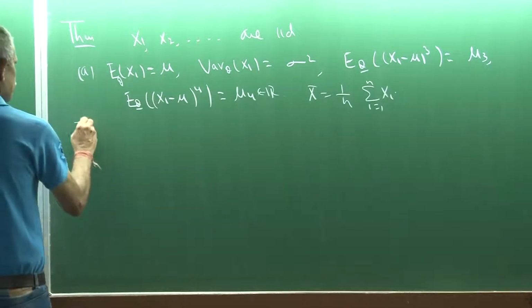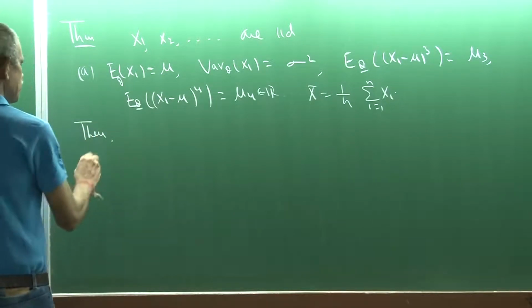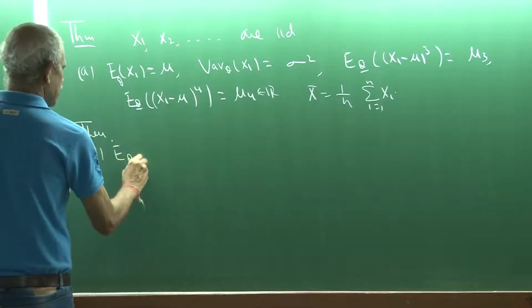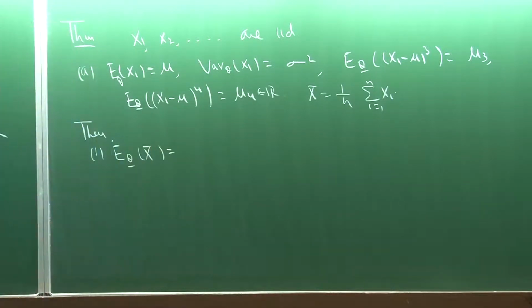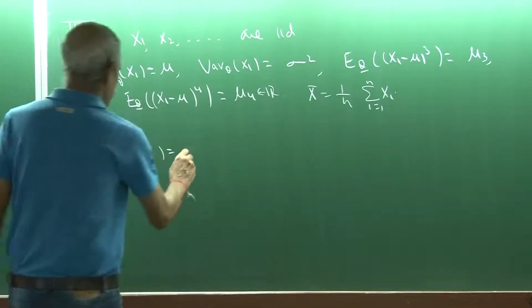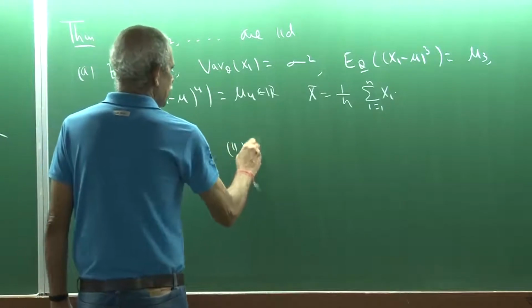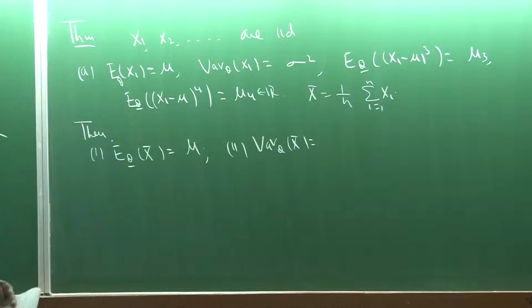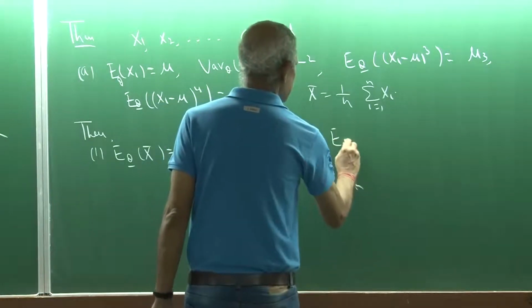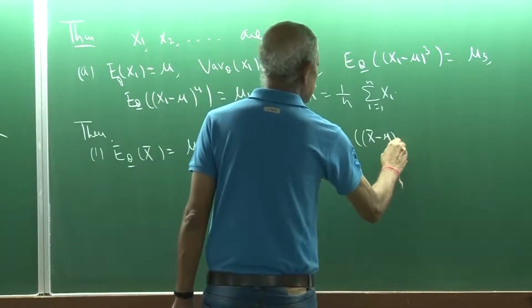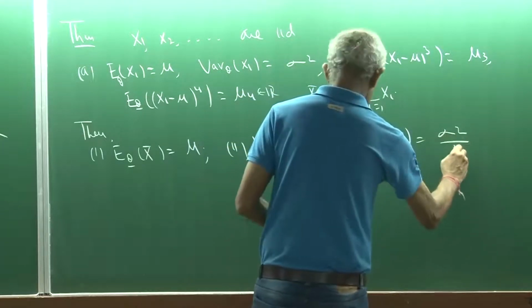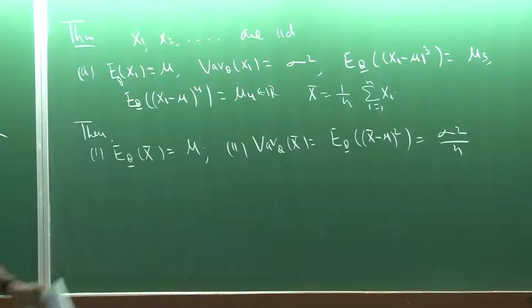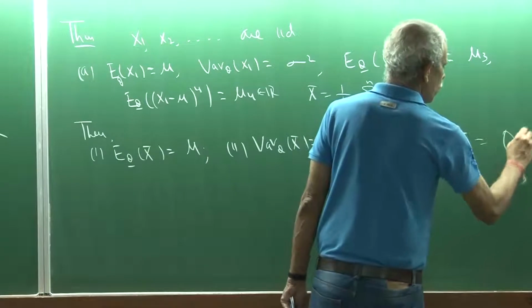Then what happens? First thing is, what is the expected value of X bar? In the case of IID, you know the expected value of X bar is the same as the population mean, which is mu. You know what the variance of X bar is, which is the expected value of (X bar minus mu) whole square. This is sigma square by n. In fact, which is big O of 1 by n. So the expected value of (X bar minus mu) whole square is nothing but big O of 1 by n.